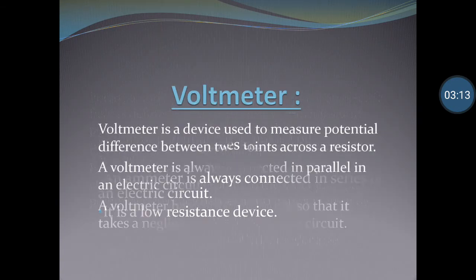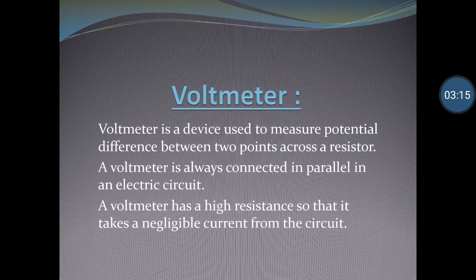Voltmeter. Voltmeter is a device used to measure potential difference between 2 points across a resistor. It is always connected in parallel in any electric circuit. A voltmeter has a high resistance. It is a high resistance device so that it takes a negligible current from the circuit.